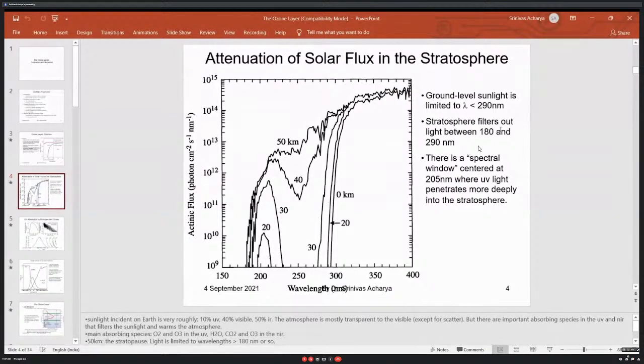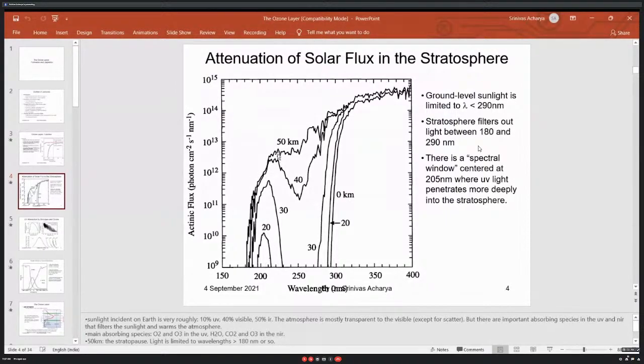So ground level sunlight is limited to wavelengths greater than 290 nanometers. The stratosphere filters out the light energies between 180 and 290 nanometers. So there is a spectral window centered at 205 nanometers, in the UV spectral region, that penetrates more deeply into the stratosphere. So you can find here, at 205 nanometers, somewhere here we will have a spectral window.